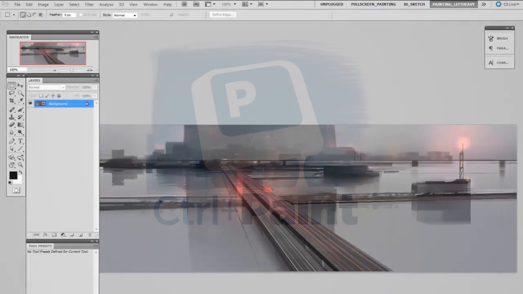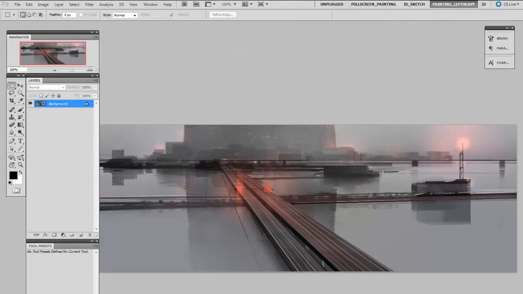Hey guys, this is Matt Kaur from Ctrl+Paint.com, and today we're going to talk about two tools that you might not be using too much, the histogram and the levels. And if you're a photographer, you know all about these, so don't worry about it, but illustrators sometimes don't.